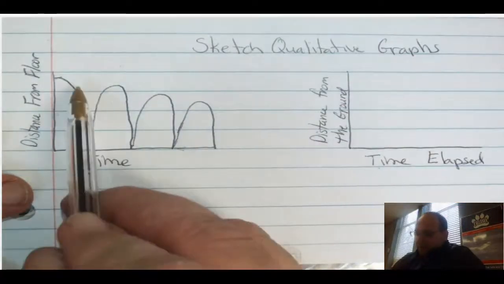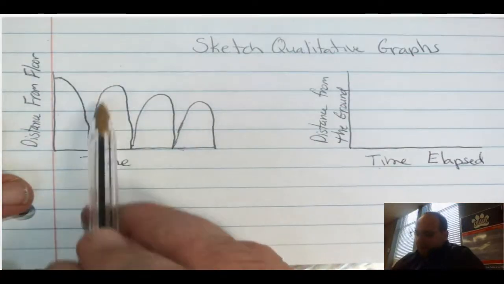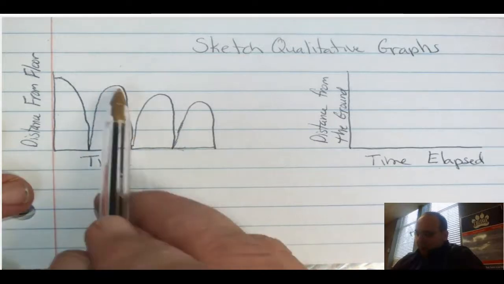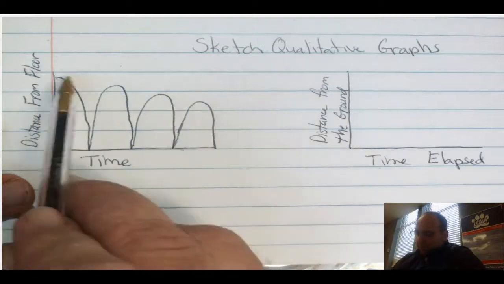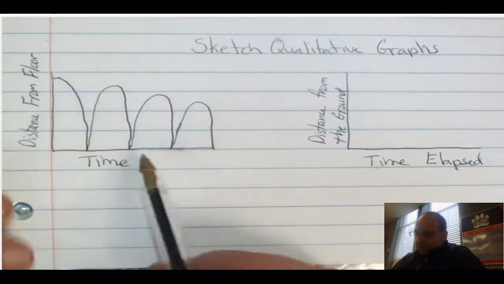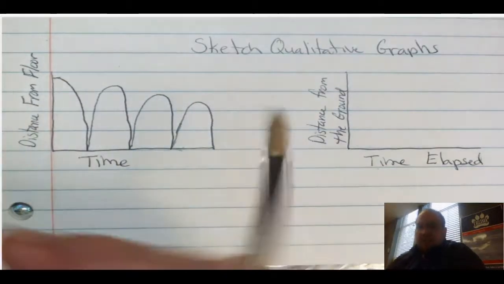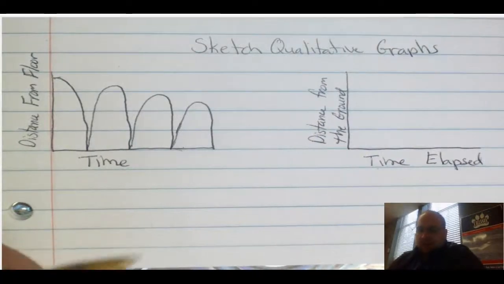Notice over the period of time what happens to the top part of the graph. It keeps decreasing; each time, this portion of it decreases. Let's go ahead and sketch another example.